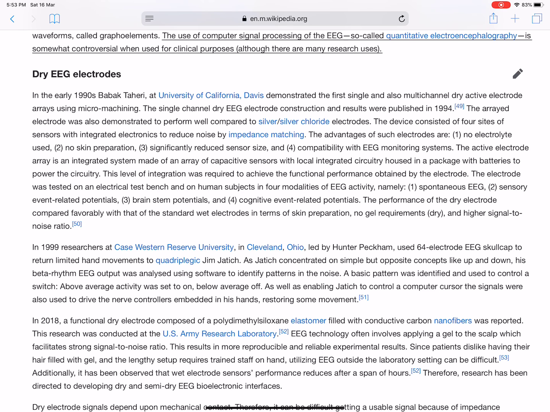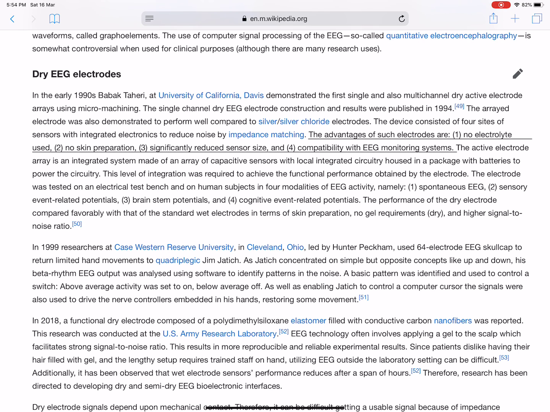Dry EEG electrodes. In the early 1990s, Babak Taheri, at University of California, Davis demonstrated the first single and also multi-channel dry active electrode arrays using micromachining. The single-channel dry EEG electrode construction and results were published in 1994. The arrayed electrode was also demonstrated to perform well compared to silver chloride electrodes. The device consisted of 4 sites of sensors with integrated electronics to reduce noise by impedance matching.